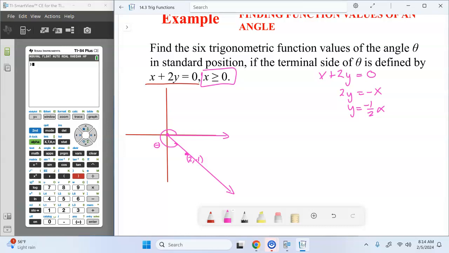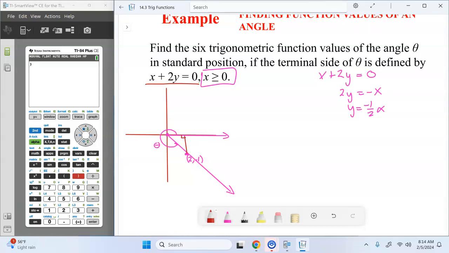Okay? So we're going to go ahead and just pick a point on the line. Well, the one we got from our slope is probably going to be the easiest one to use. It's given. So we're going to use the point 2, negative 1 to finish off our triangle.